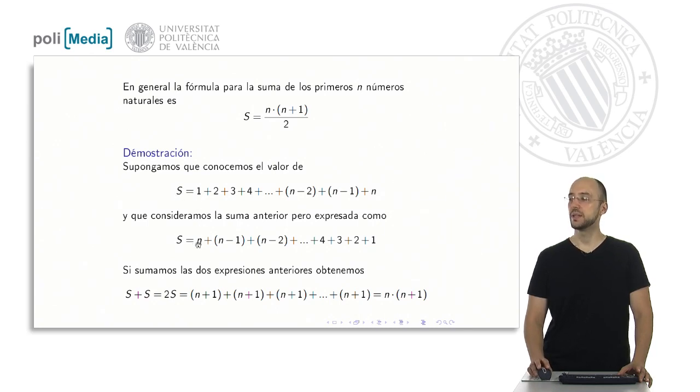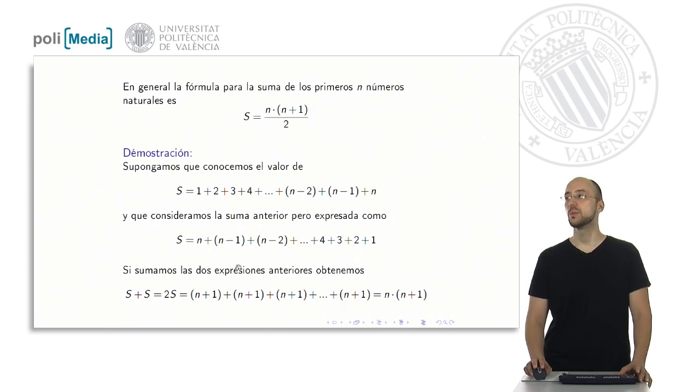1 plus n is n plus 1. If you notice, 2 plus n minus 1 is also n plus 1. 3 plus n minus 2 is also n plus 1. So, we add up by columns until the last term, which would be n plus 1 as well. How many times have we added n plus 1?